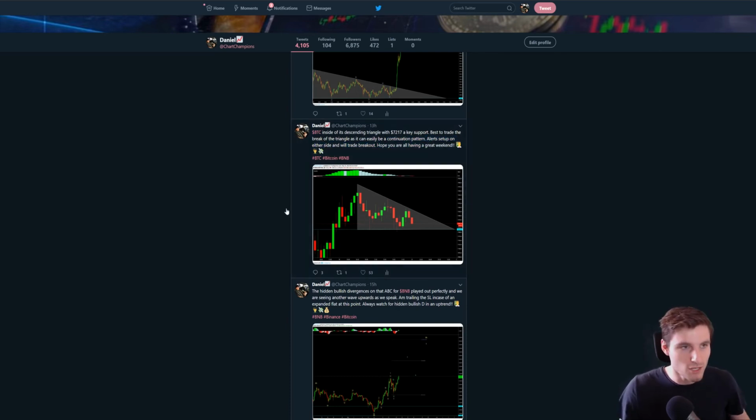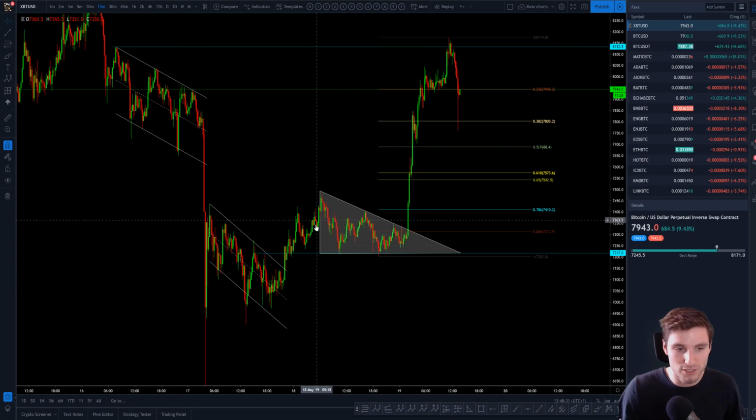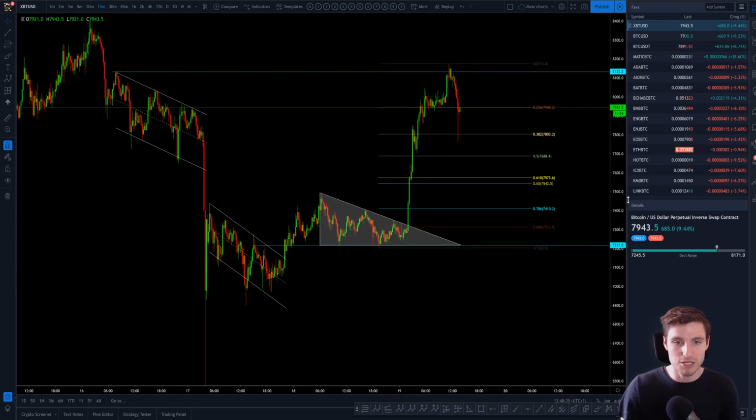Okay, so I was trying to highlight it can easily be a continuation pattern because you break from the upside. So you're coming from the bottom up to the descending triangle, and it continues to the upside. Okay, you understand? Brilliant. Let's go.